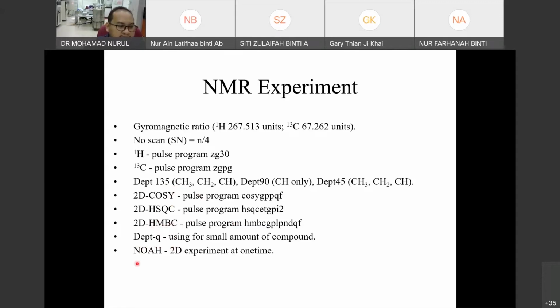For the DEPTQ, which is the new NMR setting, we will measure all the CH, CH2, CH3, and quaternary carbons. And lastly, this is quite new, I think from the last two years of experiments. This is a 2D experiment at one time, and anybody who is doing natural products will mostly use the 2D experiments.